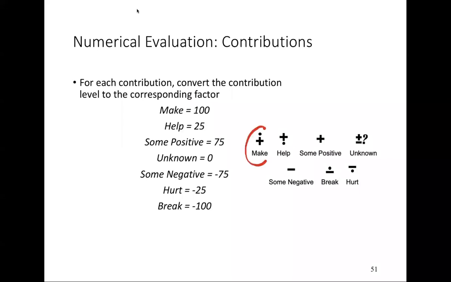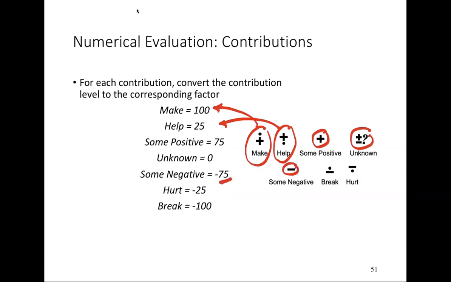So if you see this symbol, the contribution will be 100%. If you see this symbol, the contribution will be 25. If we see a plus sign, it will be 75. If we see unknown, that's a 0 contribution. If you see the negative sign, we have some negative, which is -75. If we have the break sign, the contribution would be -100. If we have the hurt sign, the contribution would be -25. Those values are used to help on mapping the satisfaction level from the bottom of the tree until the top of the tree to find the full satisfaction level of the final stakeholder, along with its intentional elements.